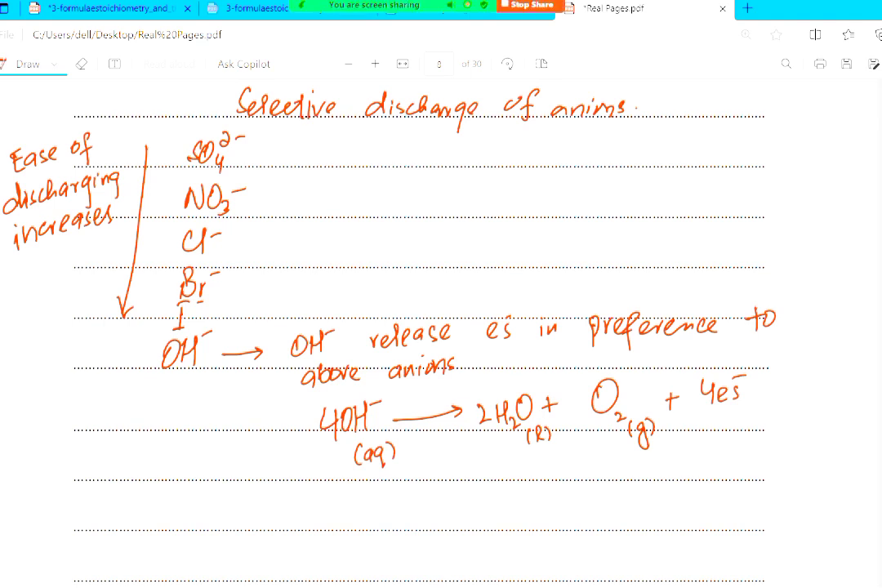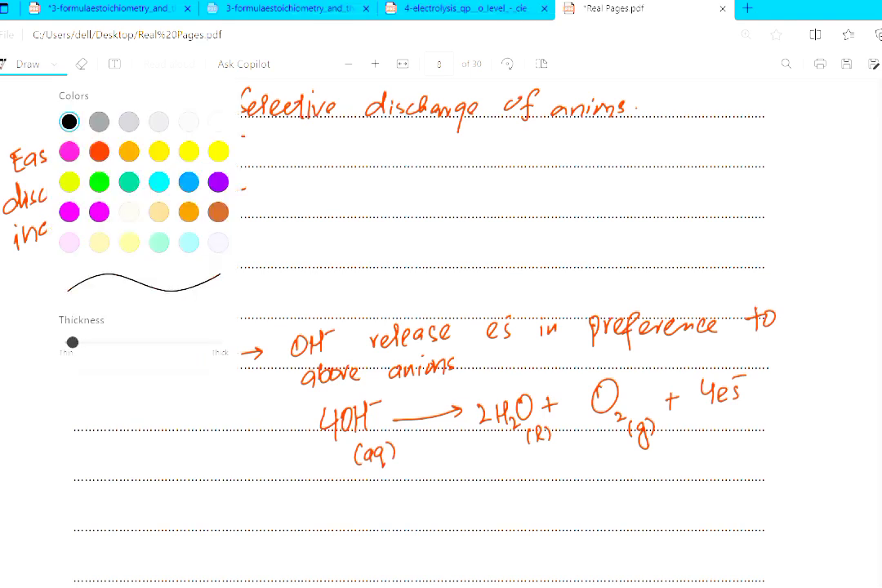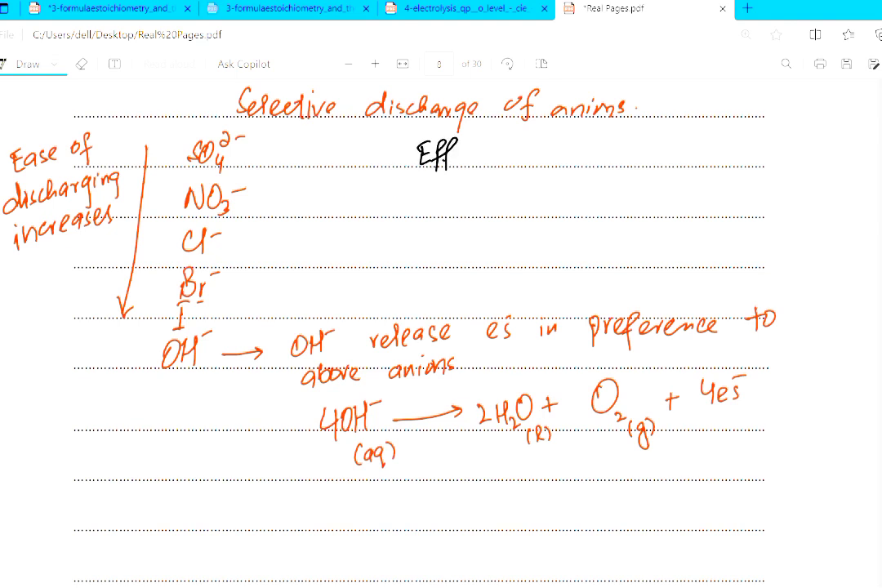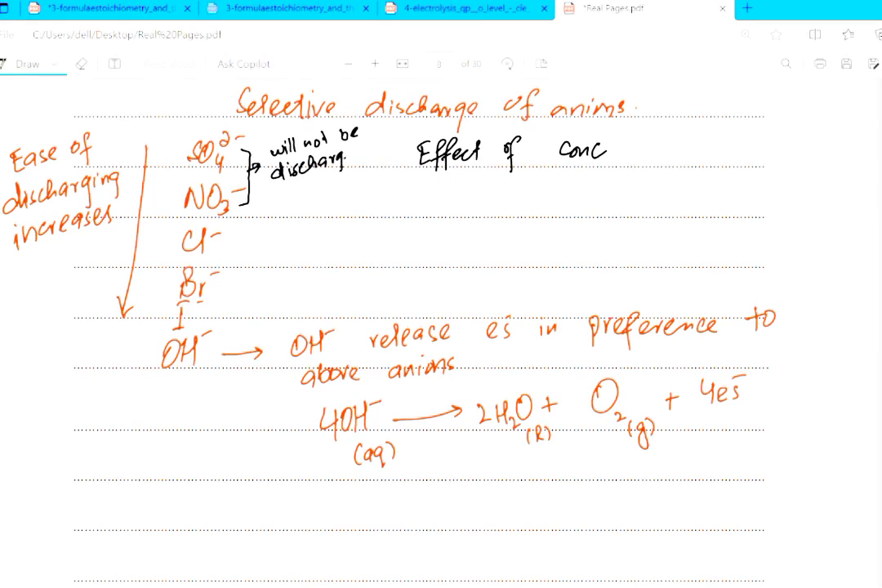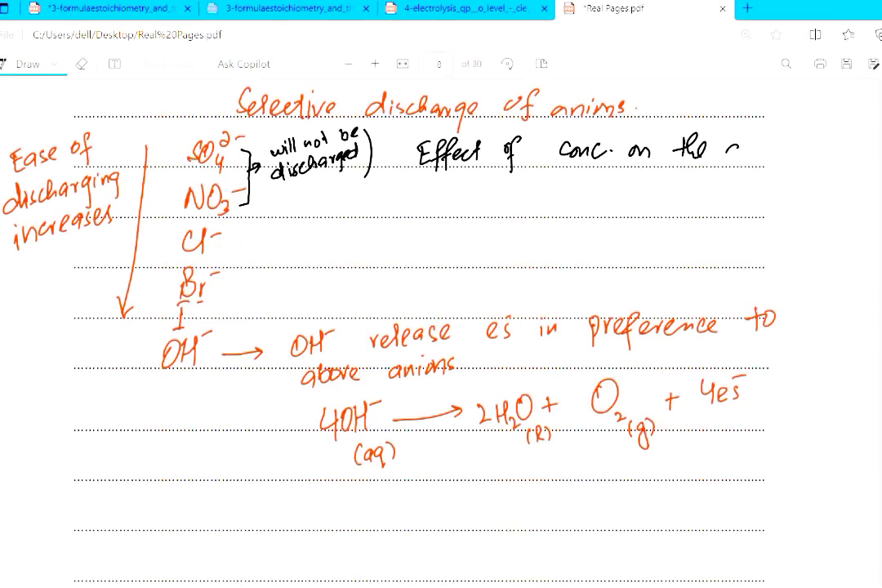But one more thing affects this, which is the third factor: the effect of concentration. These both will not be discharged at all. They prefer to remain in the solution. Effect of concentration on the discharging of anions. This is the third factor which you have to understand. This was the second.